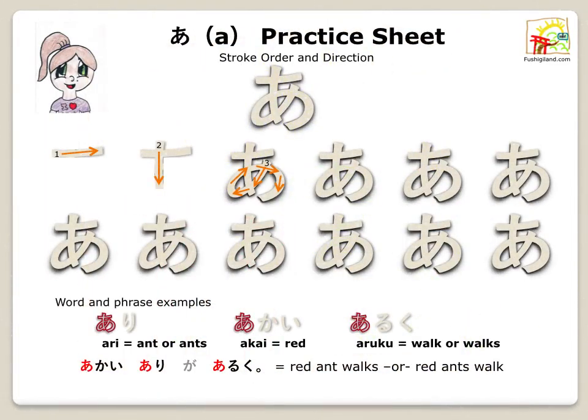Hi. Hey, let's work on the hiragana symbol A. First, we'll learn to write A by tracing. Then we'll look at some words that use A. Ari, which means ant or ants. Akai, which means red. And aruku, which means walk or walks. Finally, we'll make a short sentence with the words we learned. Akai ari ga aruku, which means red ant walks, or red ants walk.